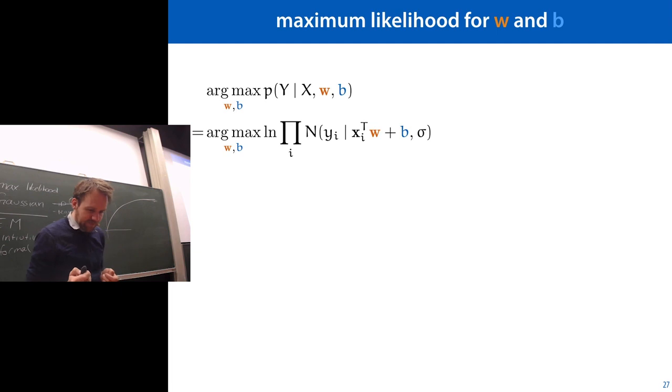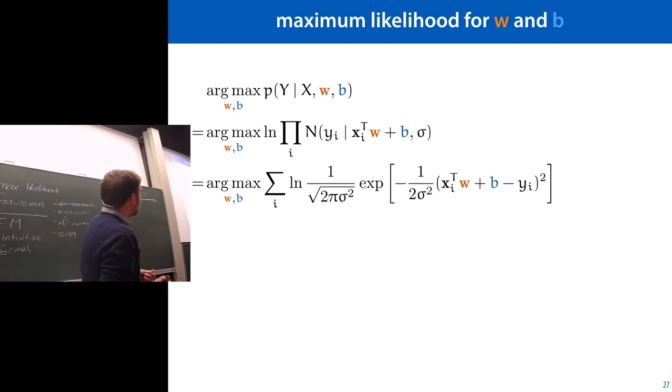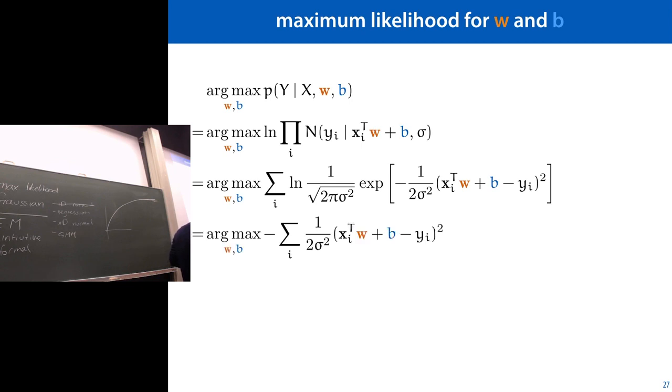So if we fill that in, that looks like this. So the probability over Y is a normal distribution, and the mean of that normal distribution is the result of our linear function. So we fill it in, this big scary function. We work out the logarithm.